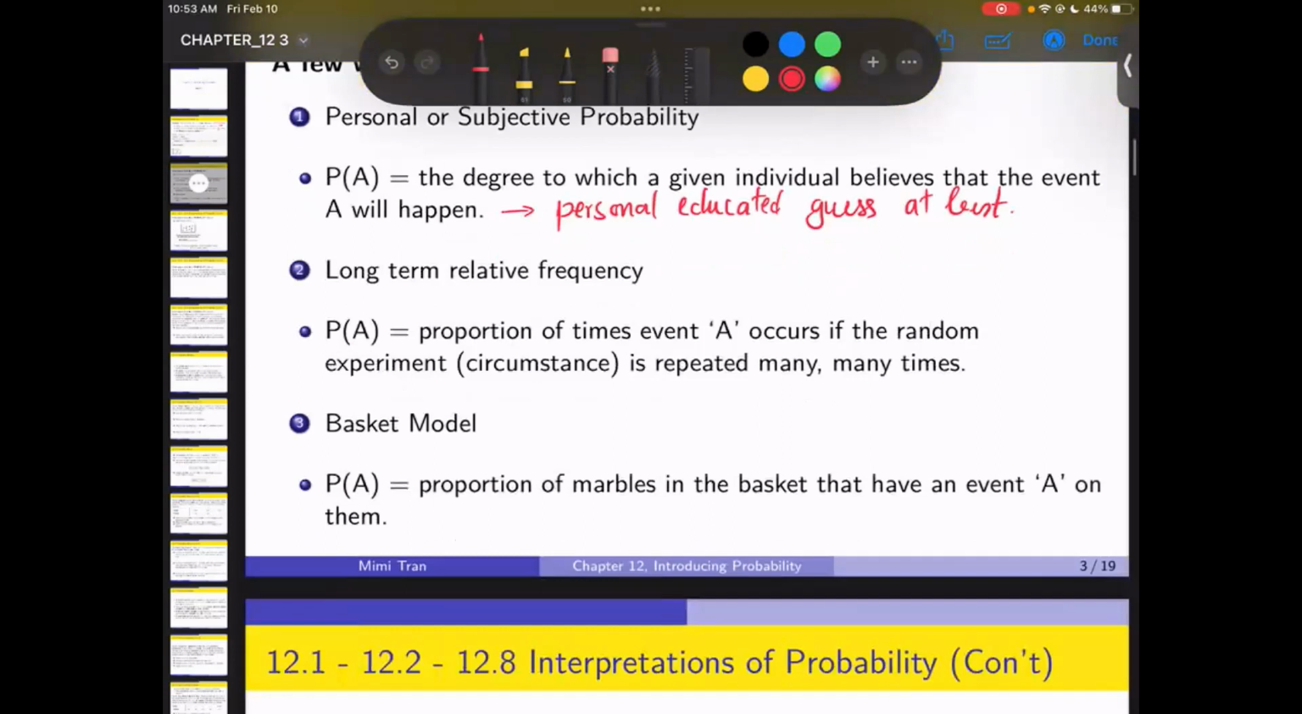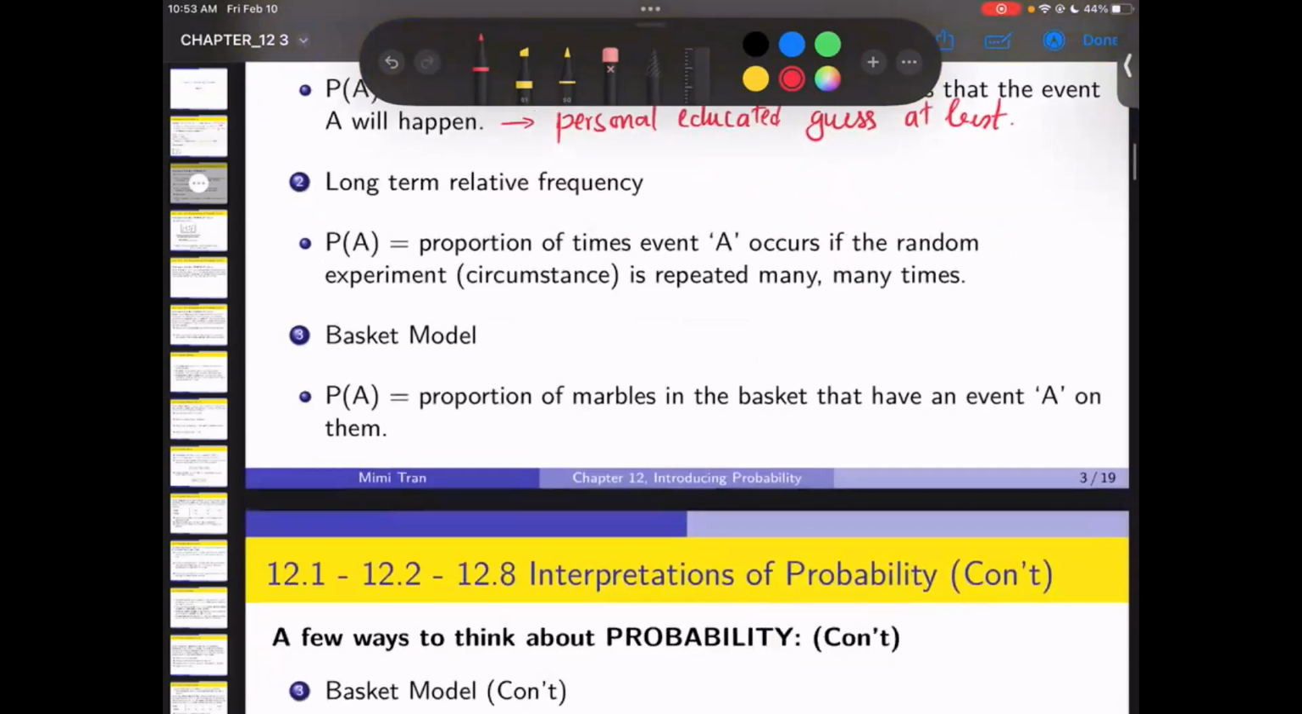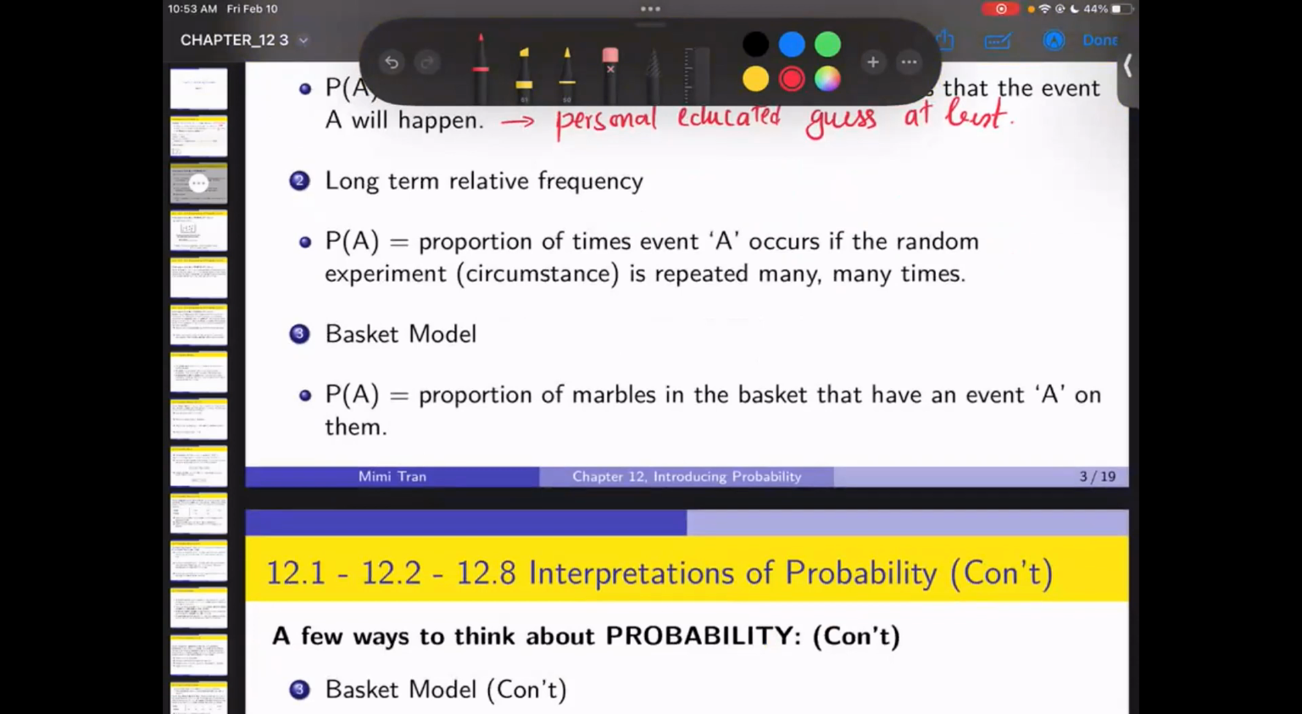So that's what is meant by the proportion of times event A occurs if the random experiment is repeated many times. The moral of the story is get your retirement in early. You guys have the time. Right? So for this example, think stock.